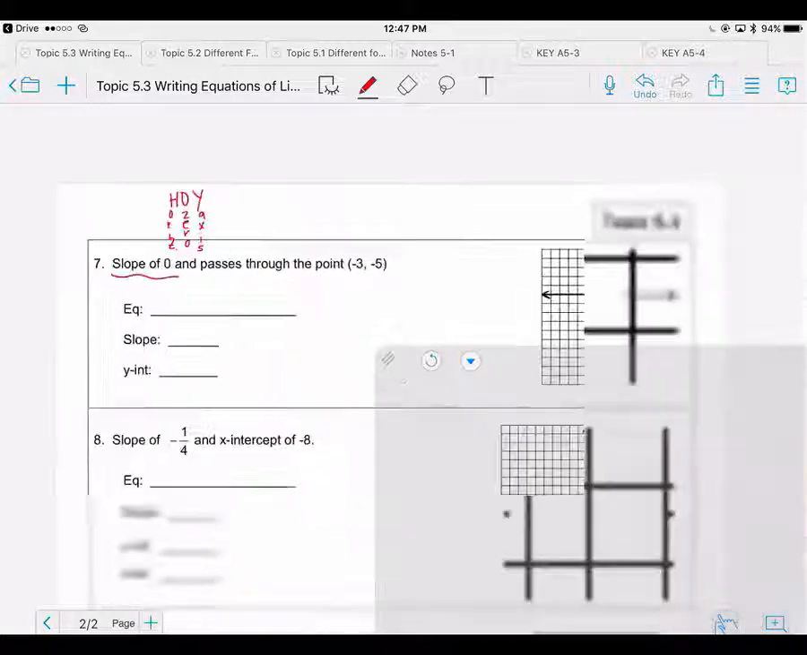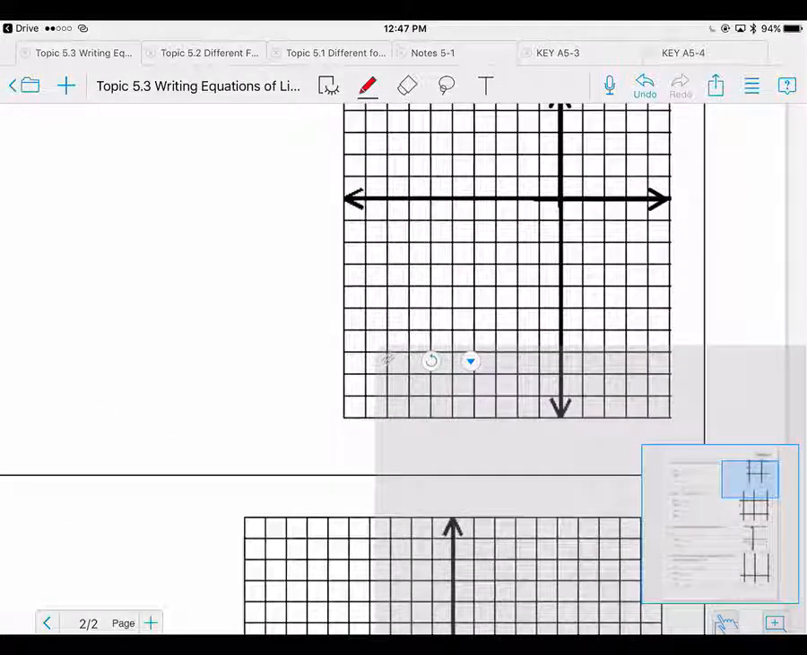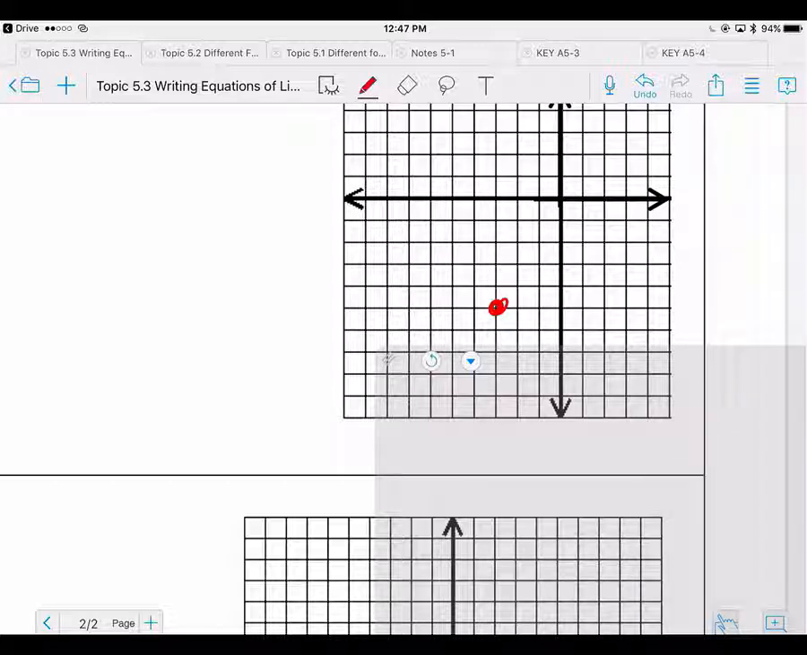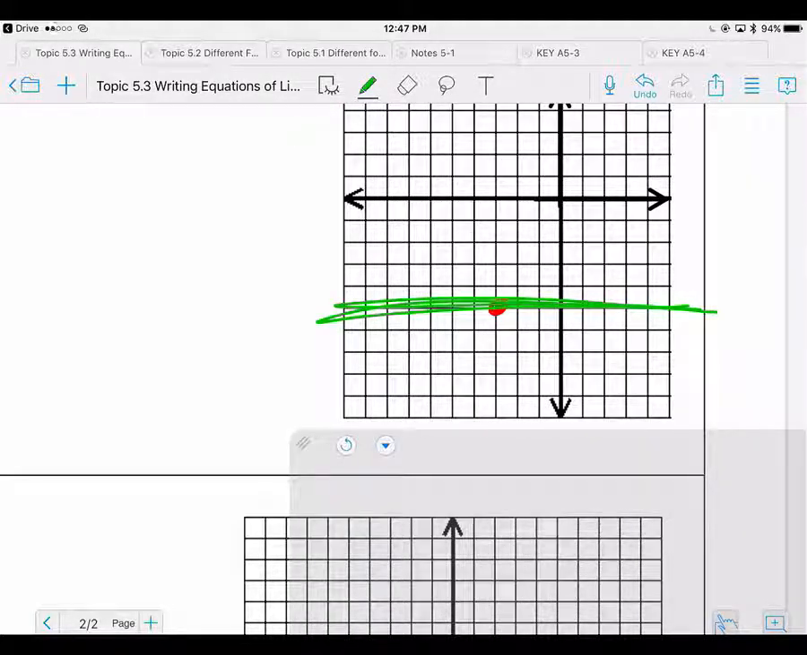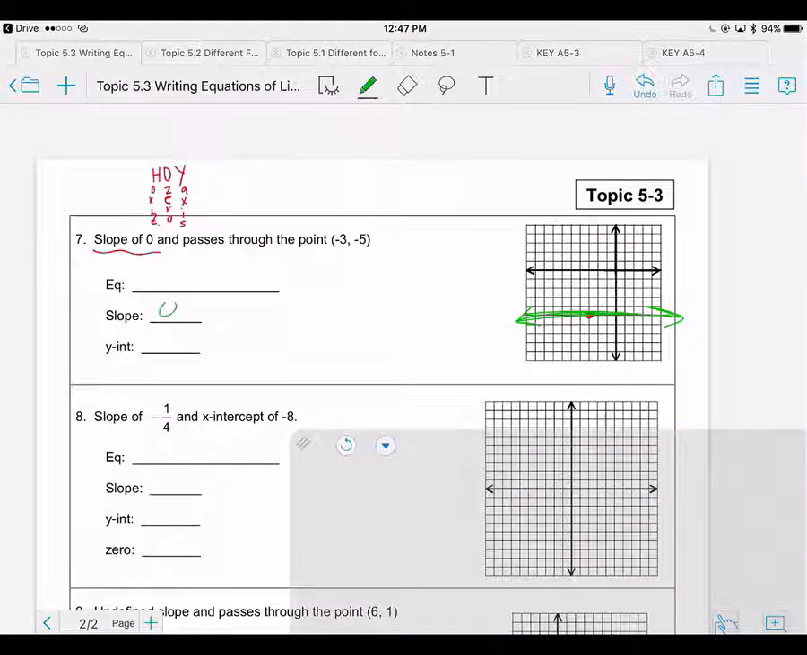So for this point, we could plot the point -3, -5. So we go left 3, down 5. And then a slope of 0, remember you can write a 0 for it, but it is a horizontal line. So this has a slope of 0. Your y-intercept is going to cross the y-axis at whatever your y point is, so -5.